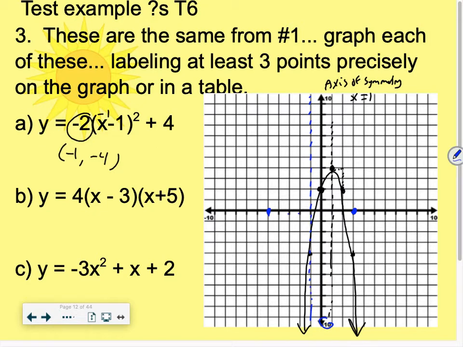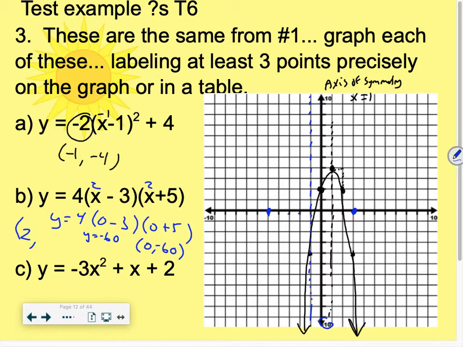So I'm just going to get at least a couple other points for my table. And if I put 0 in here for the x's, that's an easy one to get. I'd have 4 times -3 times 5. Unfortunately, that's -60, and I can't fit that point on there either. So what I'm going to do is go to points near the x-intercept. So let's go in between. Let's try 2, 1 unit to the left of that one. So if I put 2 in here, I get 4 times -1 times 7.